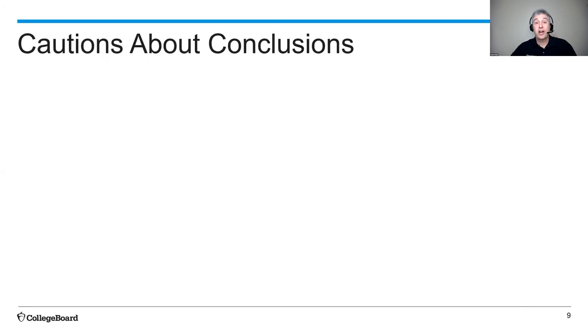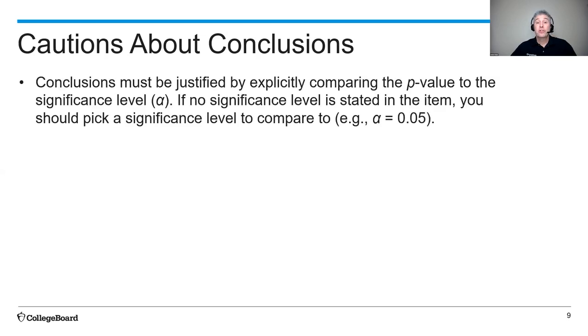Now, here's some cautions about these conclusions. In other words, these are some common mistakes that students make on the AP exam that you'll want to avoid. Conclusions must be justified by explicitly comparing the p-value to the significance level. In other words, you have to say something like, because the p-value of 0.1357 is greater than the significance level or alpha of 0.05. That's an explicit comparison.